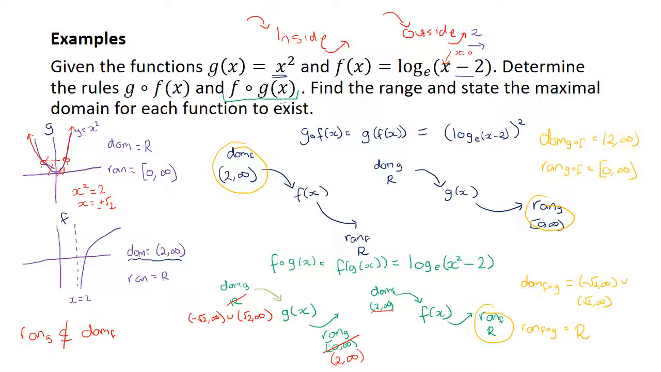So using these flowcharts, yes, it can be time consuming, but I highly recommend it. It's a very good method to make sure that you can absolutely 100% identify your maximal domain and the range of a composite function. Let's have a look and try another example.